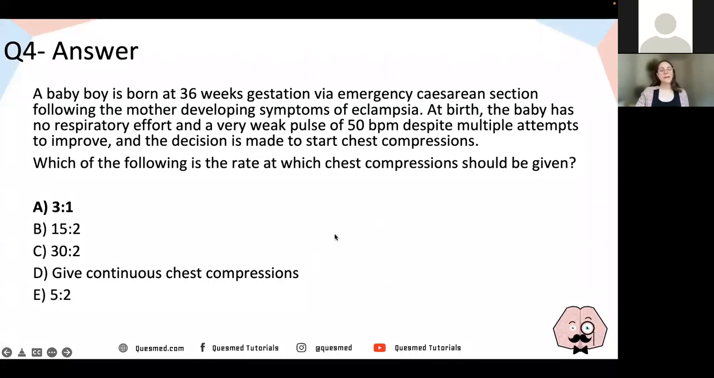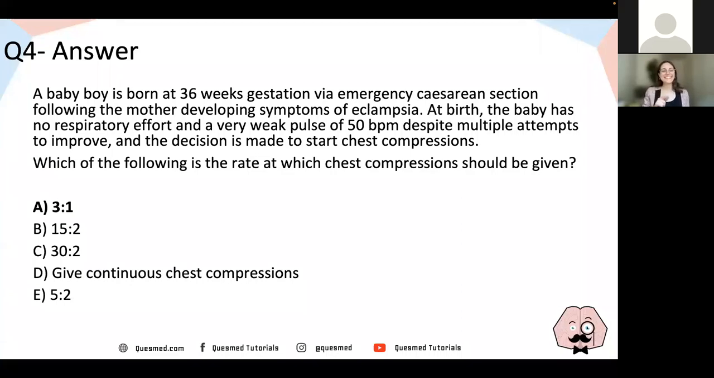It is worth bearing in mind, for neonatal life support versus pediatric life support, the figures are a little bit different. And there are some tweaks in terms of the head position for opening the airways, which you should know are different. So in neonates, for neonatal resuscitation, the chest compression to breath ratio is 3 to 1. 15 to 2 is the ratio in children. So pediatrics, but not in the neonatal period.